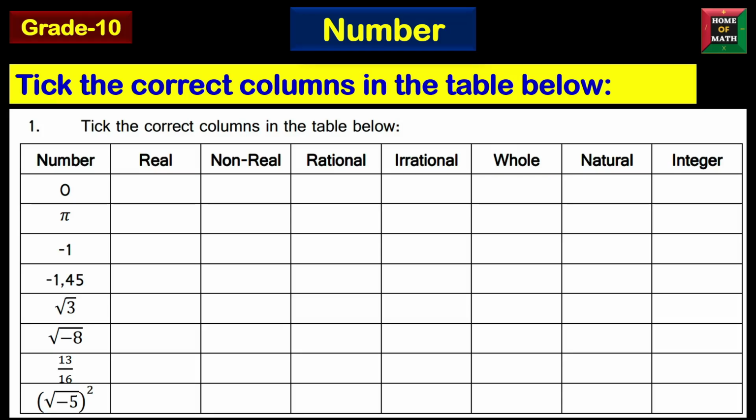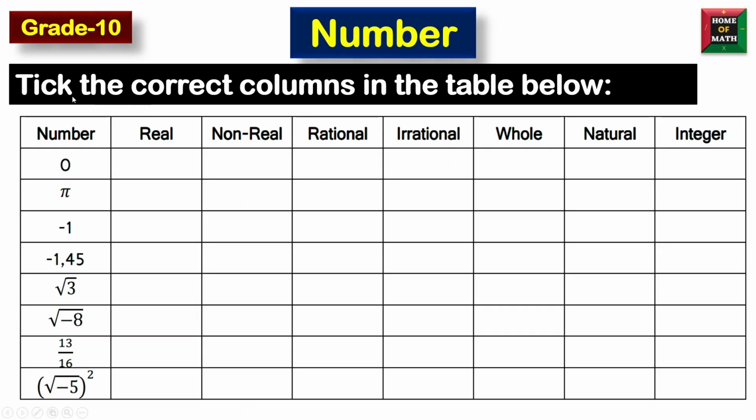In this video we are going to fill a table based on number. Let's start. Our topic is to tick the correct columns in the table below. Here in the first row we have real number, non-real number, rational number, irrational number, whole number, natural number, and integer. And in the first column we are seeing different types of numbers like 0, pi, minus 1, etc.